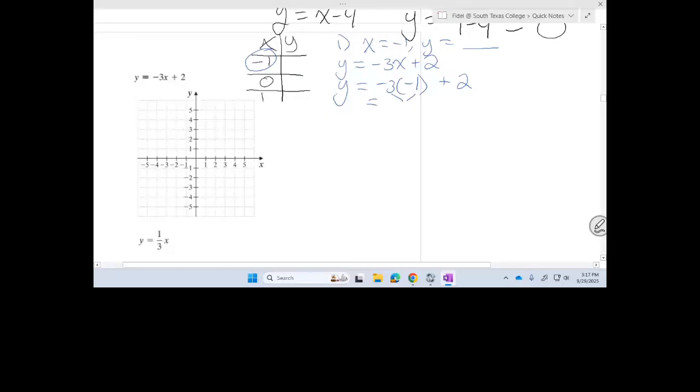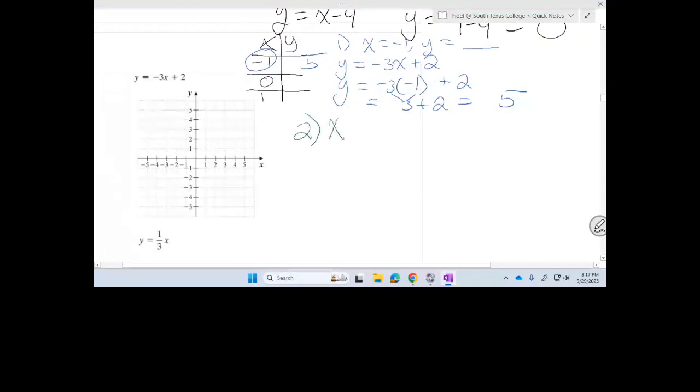Anybody know what a negative 3 times a negative 1 is? Negative times negative is, what do you think? Positive, right? Look, y'all, positive 3. What's 3 plus 2? Oh, it's just 5. Look, there's a 5 right there. Okay, step number 2. Let's do step number 2.